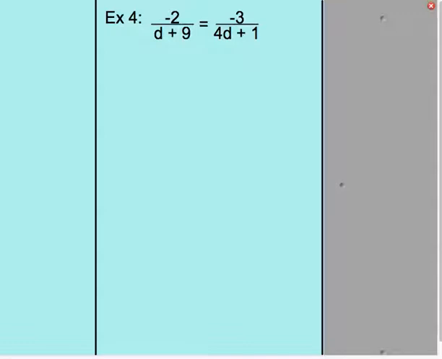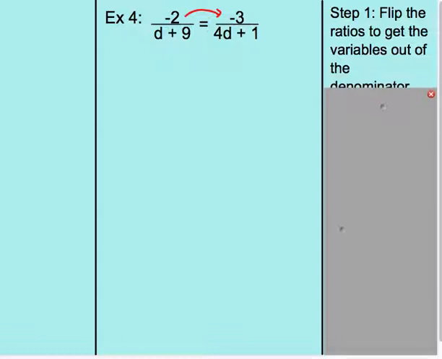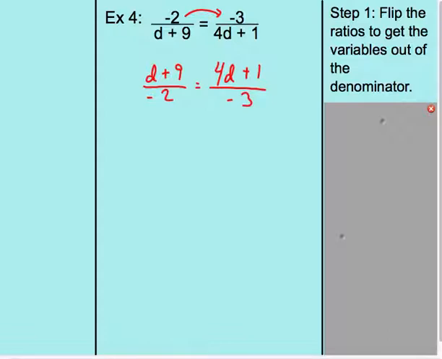Alright, on this one, if I try and find some sort of relationship from -2 to -3, it doesn't go in there evenly. So let's take a look at this process again. If you've got a variable in the denominator, you flip the ratios so that your variable is no longer in the denominator. So my first ratio becomes d plus 9 over -2, and my second ratio becomes 4d plus 1 over -3. And then you will solve the proportion.